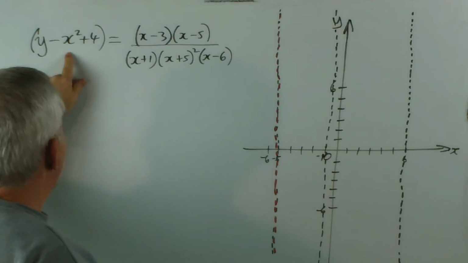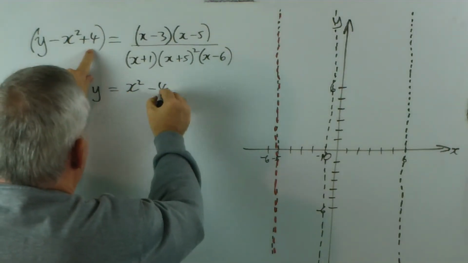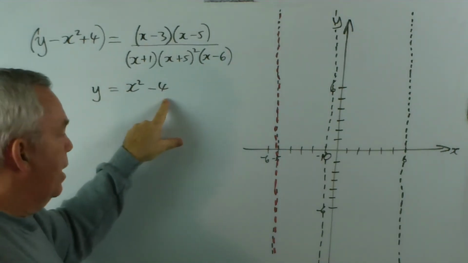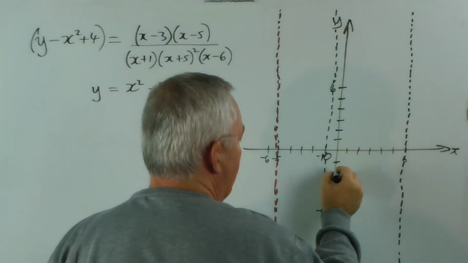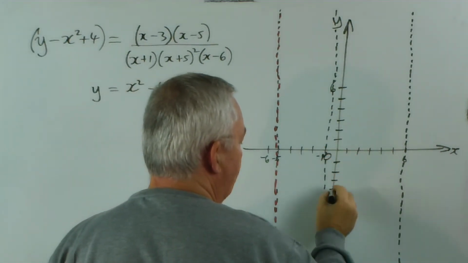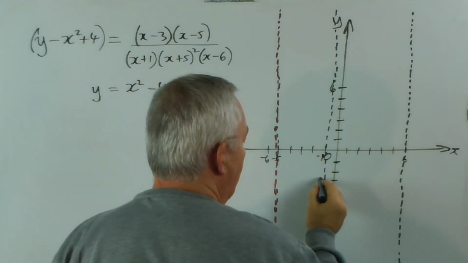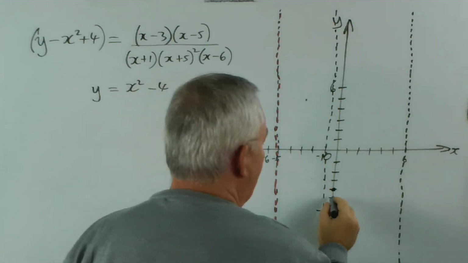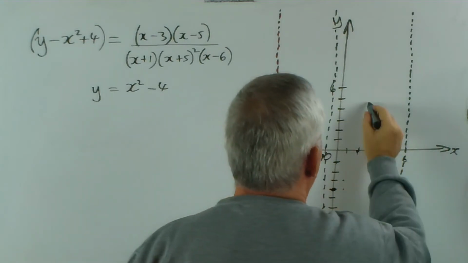Now this asymptote is where y equals x squared minus 4. So this is an x squared parabola shifted down 4 units. So instead of going through the origin, it goes through 1, 2, 3, negative 4. And it'll still have the same shape. Cross 1 up 1, cross 1 up 3, cross 1 up 5, and so forth. Cross 1 up 1, cross 1 up 3, cross 1 up 5.